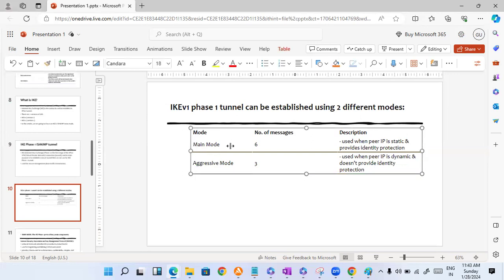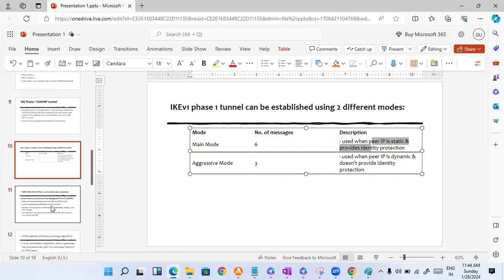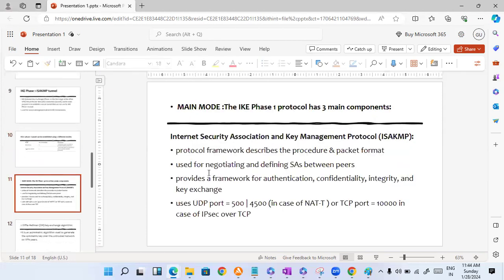This main mode is basically the more secure way. We consider it a more secure negotiation. And these are basically a few terms.